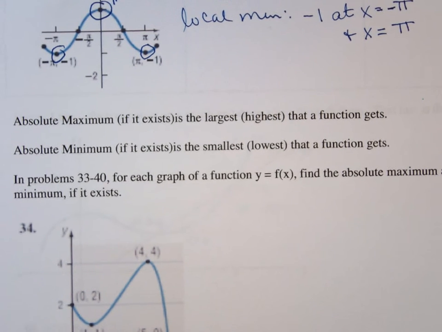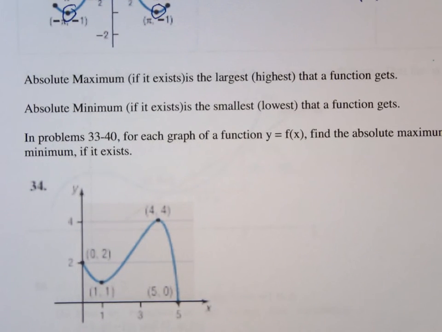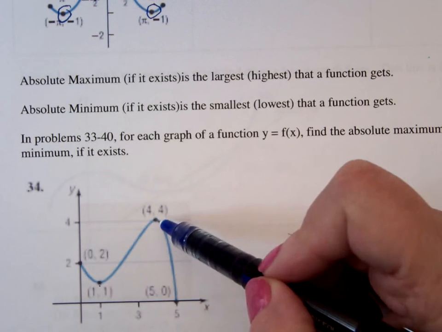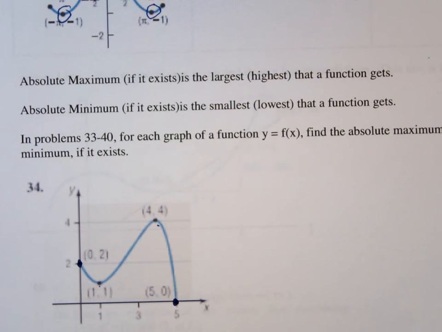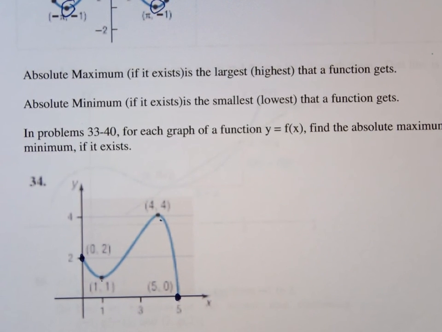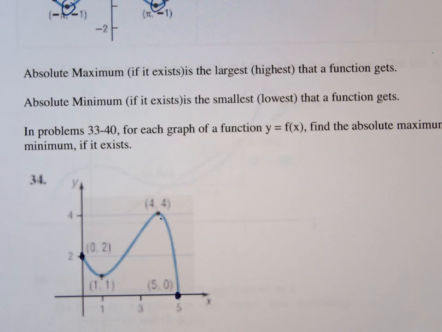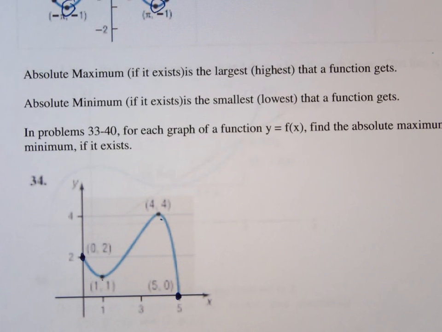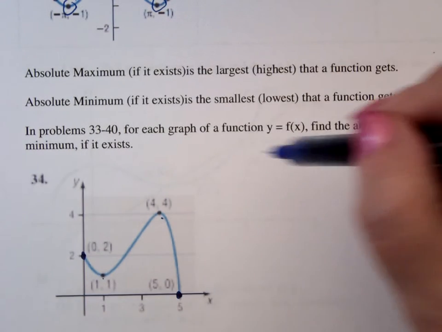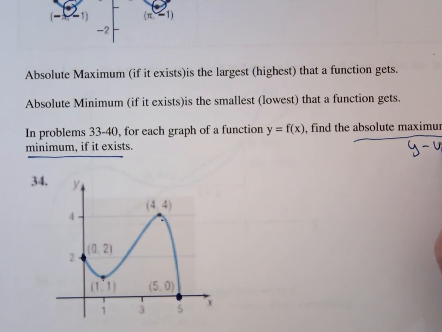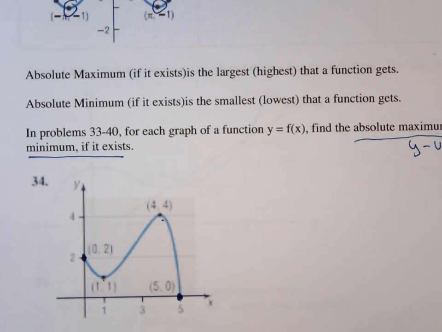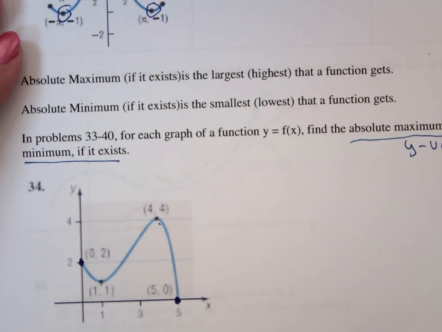And by the way, absolute can occur in one of two places. It can occur at a hump or valley, or if I have a solid dot like I have here, this can occur at an endpoint. If it's an open dot, that's a different issue. It says, find the absolute maximum and the absolute minimum. Now we're looking for y values. They didn't say what the x value is. They say, what is the absolute max, absolute min? That's a y value.